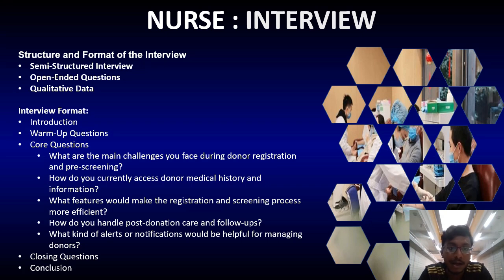The interview format first starts with introducing the purpose of the interview. Next, warm-up questions, which are general questions. Next, core questions, which are related to our system. What are the main challenges you face during the blood donation setup and pre-screening? How do you currently access donor medical history and information? What features would make the registration and screening process more effective? How do you handle post-donation care and follow-up? What kind of alerts and notifications would be helpful for managing the donors? These are the core questions. Next are the closing question and conclusion. The closing question is like, what features do you think can improve the system? And the conclusion is saying thank you for their participation.